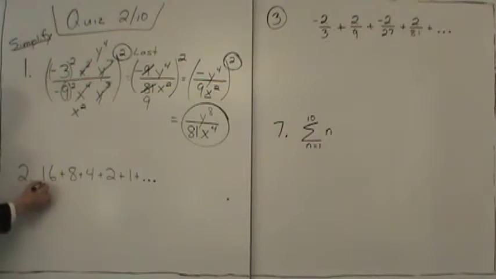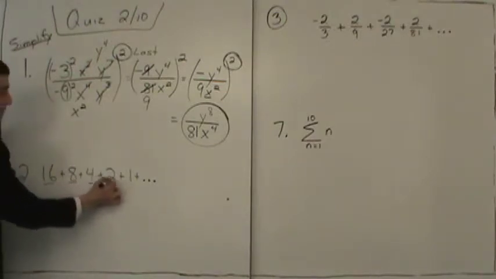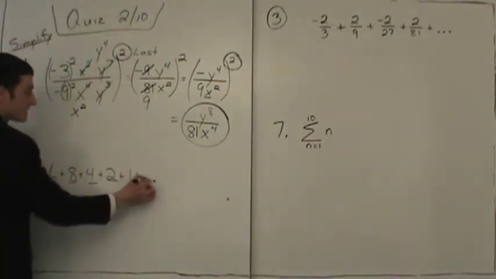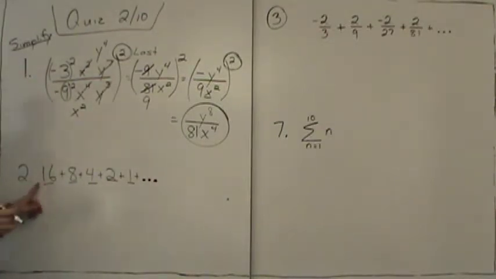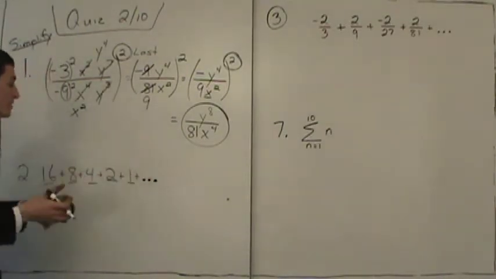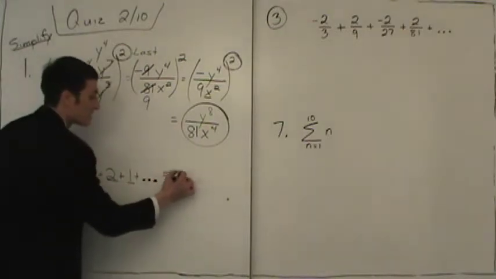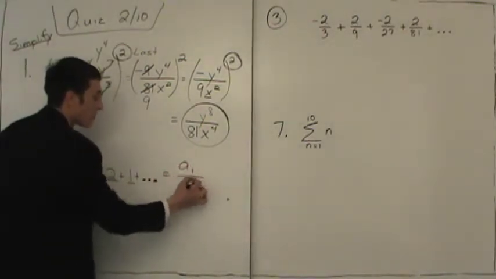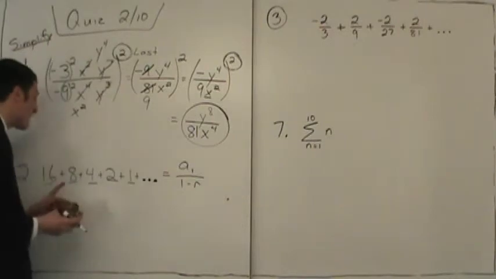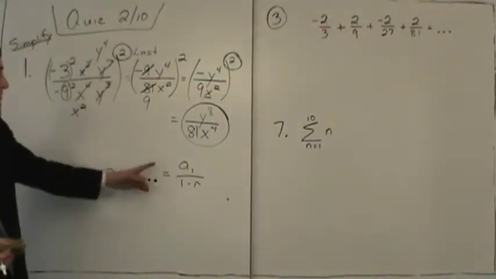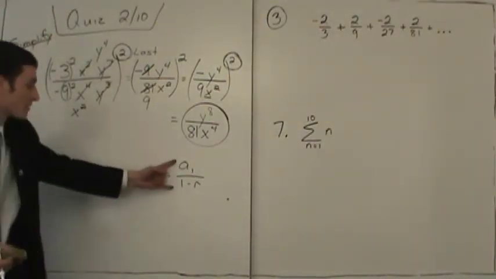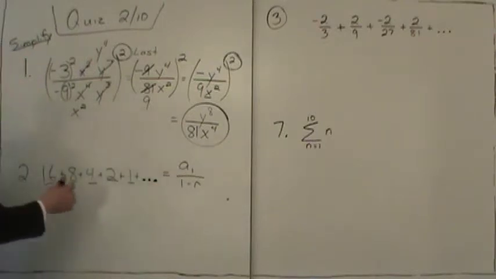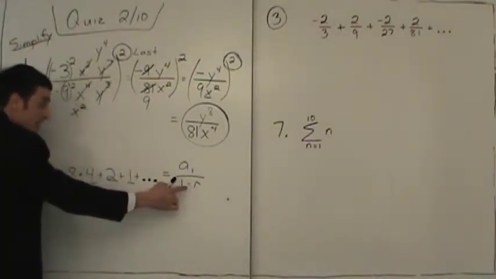Now, number 2, 16 plus 8 plus 4 plus 2 plus 1 plus ... We are adding forever. Remember, in order for us to figure out what this converges to, we use a formula, and that formula is a sub 1 over 1 minus r. So instead of trying to add to figure out what this thing is getting close to, use the formula. This formula works when the r value is less than 1. So, I should say the absolute value of the r value is less than 1.